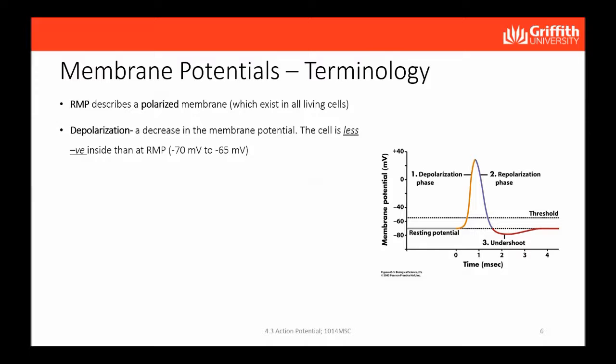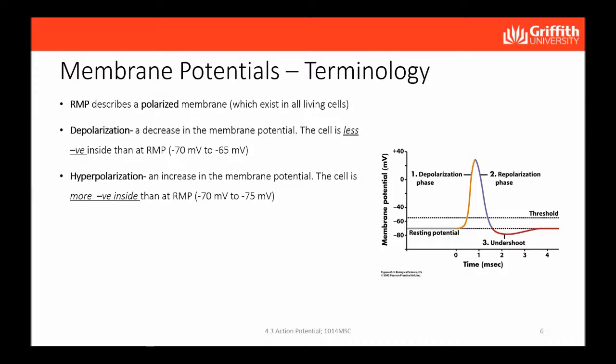Depolarization is a decrease in membrane potential, which means that the inside of the membrane becomes less negative, or moves closer to zero, compared to the resting membrane potential. For instance, a change in resting potential from negative 70 millivolts to negative 65 millivolts would be considered a depolarization.